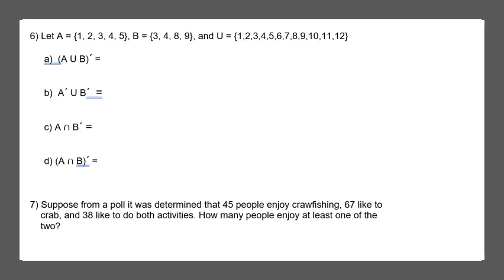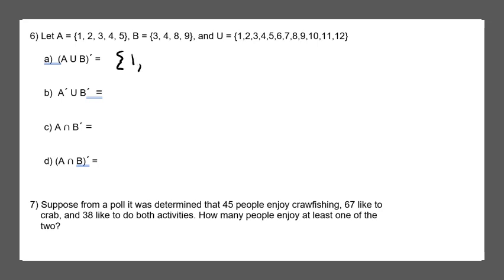Okay, suppose A, B, and the universal set are defined as above. We need to perform the following set operations for A, B, C, and D. Looking at A, remember, inside parentheses, then you do the complement, then you move from union, intersection, left to right, whichever one comes first, right? So let's look at A. First off, we have to determine A union B. A union B means to just simply combine the two sets together.